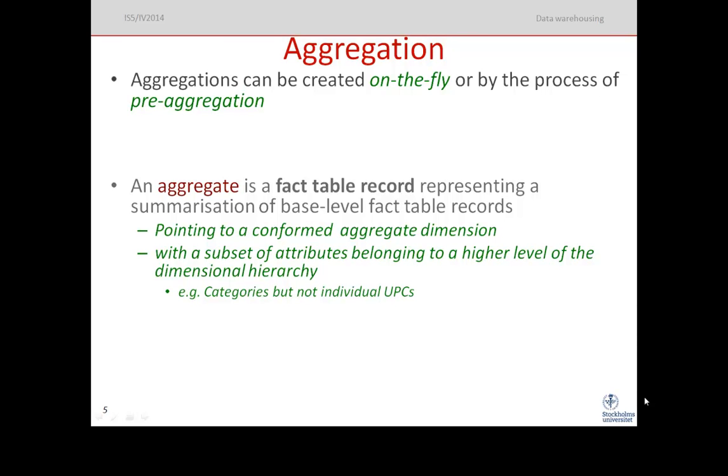So aggregations can be created on the fly or by the process of pre-aggregation. Pre-aggregation is the most efficient because you have to do less during the query. If you have pre-aggregated something, then you don't need to aggregate it when a business analyst makes a query, while if you do it on the fly, then the business analyst has to wait for the on-the-fly aggregation.